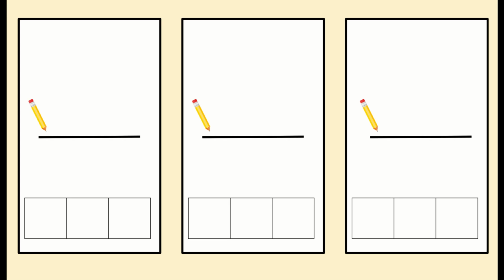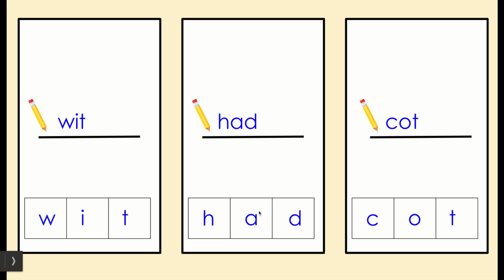All right, let's check your spelling. The first word was the word wit. W-I-T. The next word, had. H-A-D. Make sure when you formed the letter D that the straight line was on the right side of the letter. And the last word we spelled was the word caught. K-A-T. C-O-T.